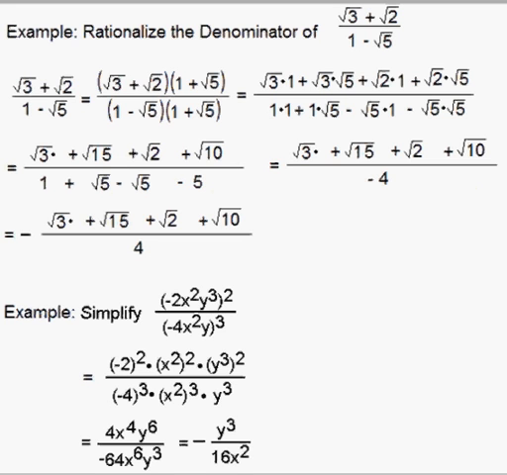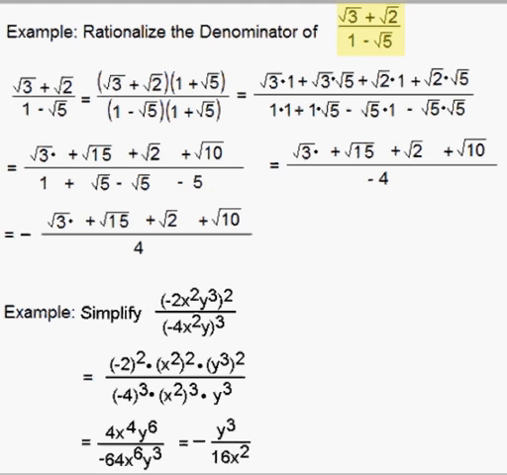In this video, we're going to do some more examples that involve radicals and exponents. We're going to start out with the binomial expression, the square root of 3 plus square root of 2 over 1 minus square root of 5. We're going to rationalize the denominator of this expression. And rationalize the denominator means to get rid of all radicals in the denominator.